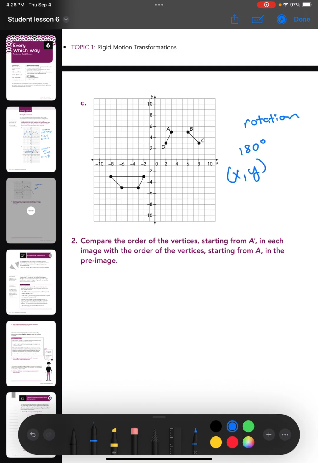The 180 degree rotation rule is (x, y) becomes (-x, -y). So if we test one of the points, let's say D, and our pre-image is at the point (2, 3). If this were to be rotated around to this corresponding point here, we'd find it's at (-2, -3). And each point would correspond as well to find that that matches up to have that rotation of 180 degrees. So this would be your new point D. This would be our new A, B, and our new C.